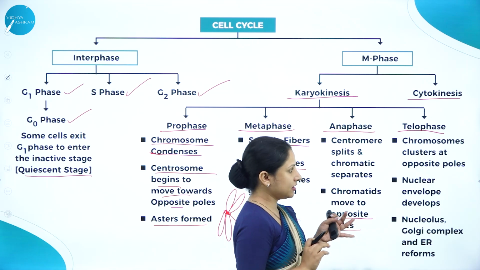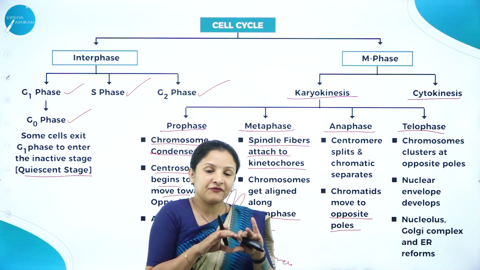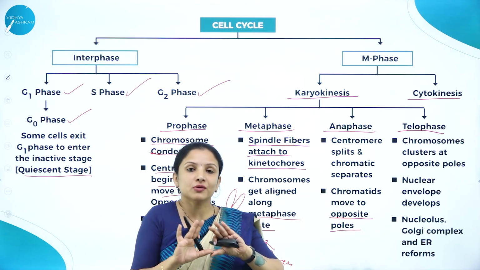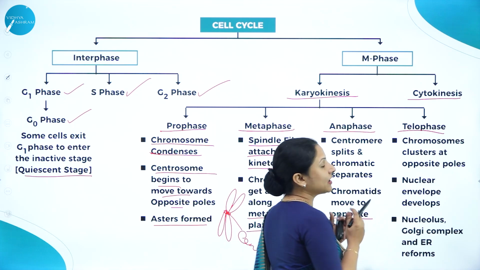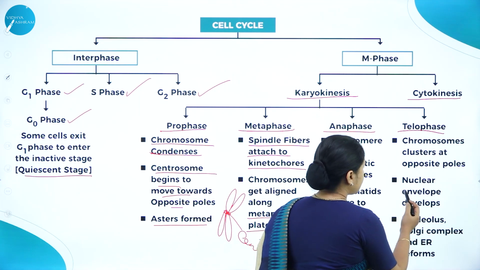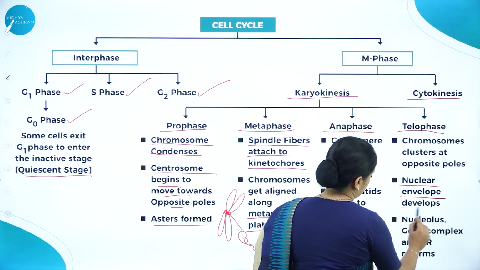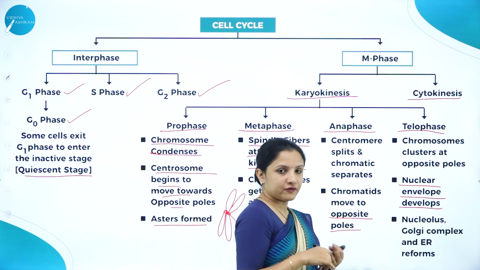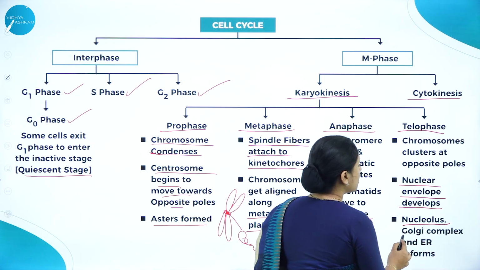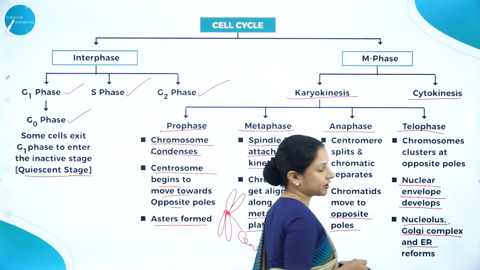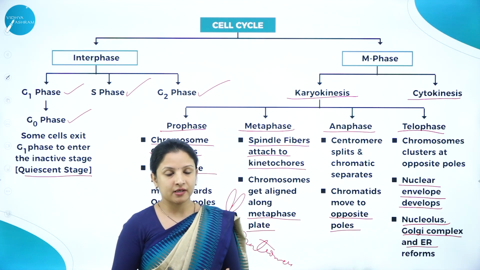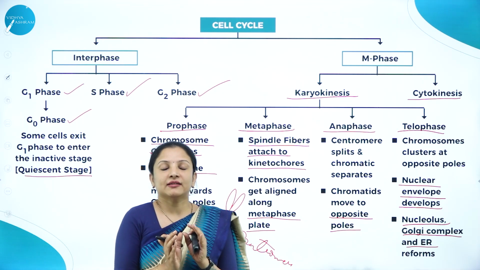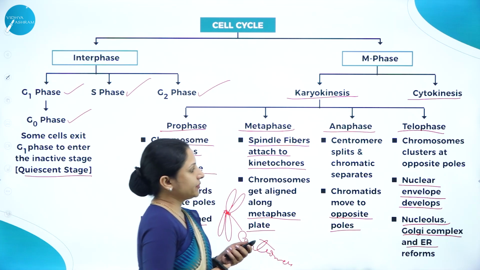Now it enters telophase. The chromosomes have finished moving towards the asters, the centrosomes, or the opposite poles, and they form clusters or groups there. After that, the nuclear envelope starts to develop, because each group has to have its own nuclear envelope. The nucleolus gets formed. The Golgi complex gets formed. The endoplasmic reticulum, all of that gets formed there. Therefore, telophase marks that the cell has divided. That is what happens in telophase.